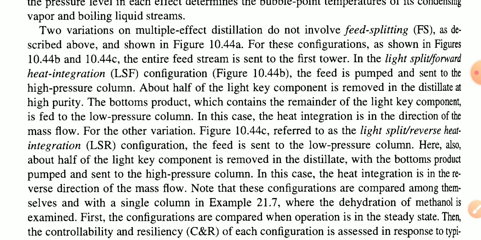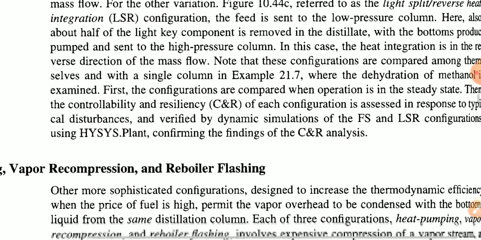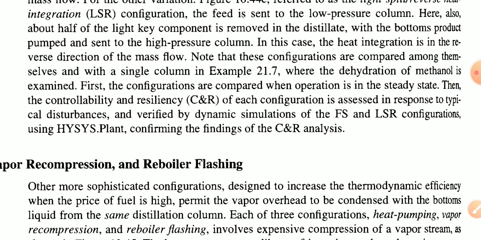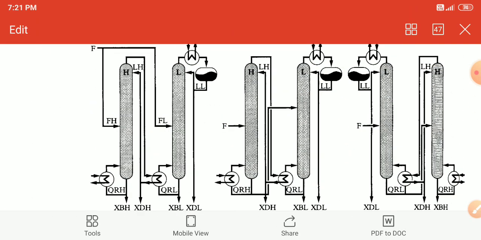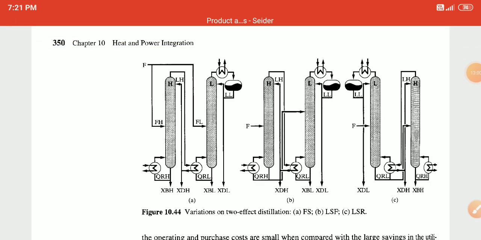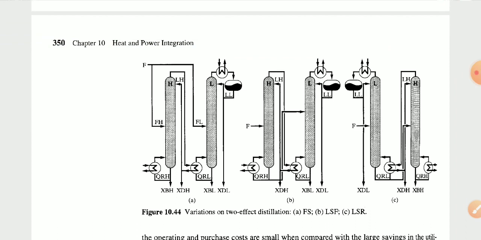configuration, the feed is sent to the low pressure column. Here also about half of the light key component is removed in the distillate, with the bottom product pumped and sent to the high pressure column. In this case the heat integration is in the reverse direction of the mass flow, and note this configuration. Okay, so in a flow diagram, the variation of two effect distillation.